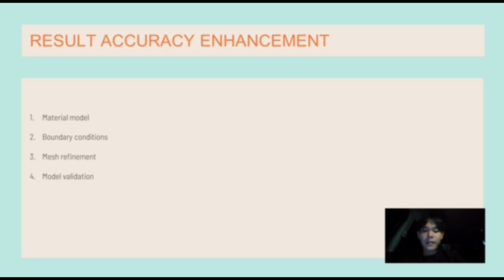This condition defines how the system interacts with its surroundings and provides information about the behavior of the system at its boundary. The third one is mesh refinement. This involves selectively adding more elements to certain regions of the mesh to capture local variations of features of the problem more accurately. Next is model validation. Model validation is the process of assessing the accuracy, reliability, and suitability of a model by comparing its predictions or output to real-world data or observations.